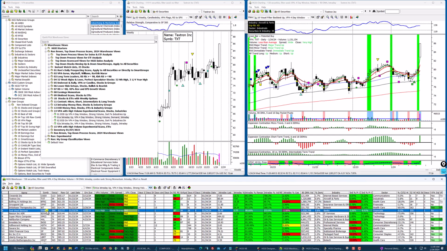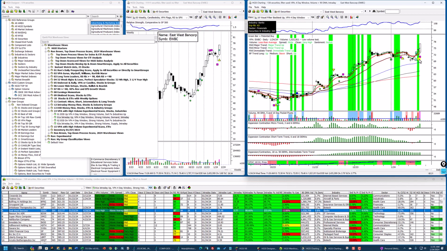Let's look at East West Bank Corp. Here was your signal yesterday. After a slight gap down today, it's moving up. Look at all these buy signals here.